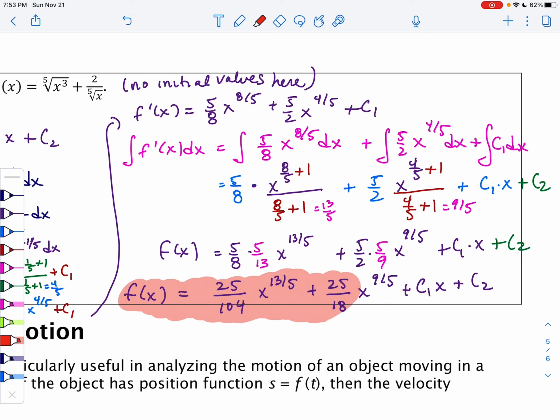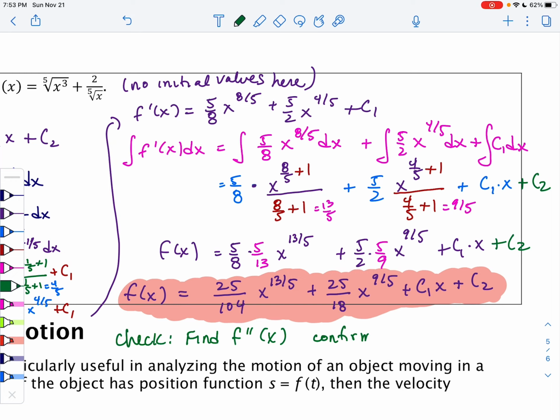And how can you check? You want to check by finding f double prime of x and confirming it is where we started.